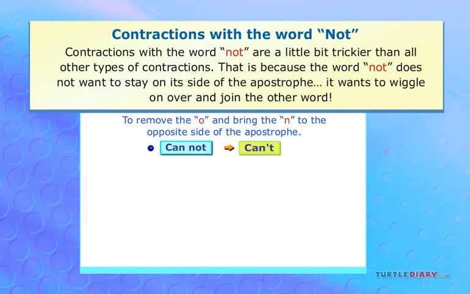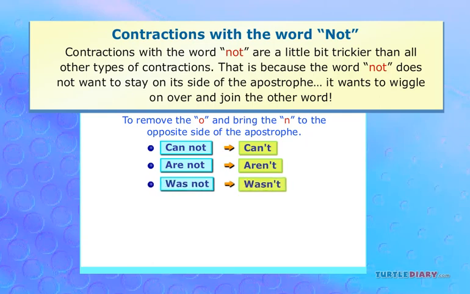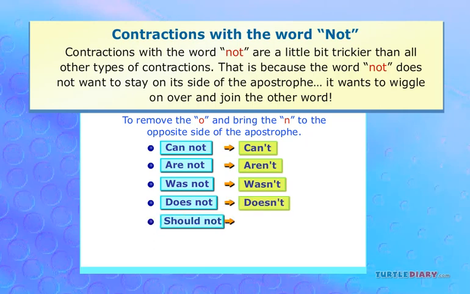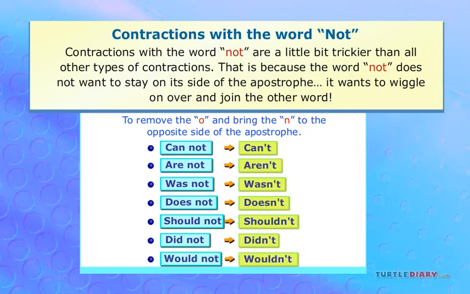Cannot, can't. Are not, aren't. Was not, wasn't. Does not, doesn't. Should not, shouldn't. Did not, didn't. Would not, wouldn't.